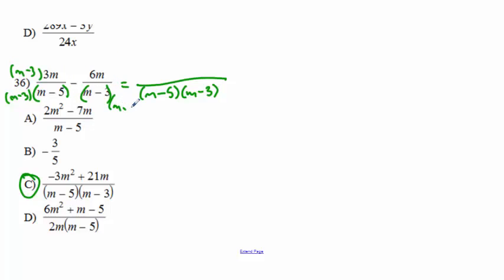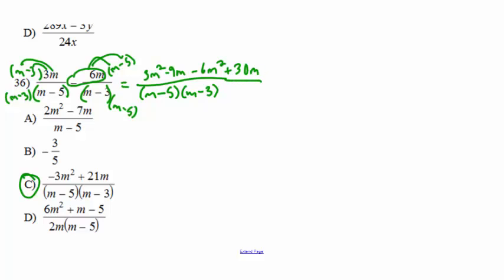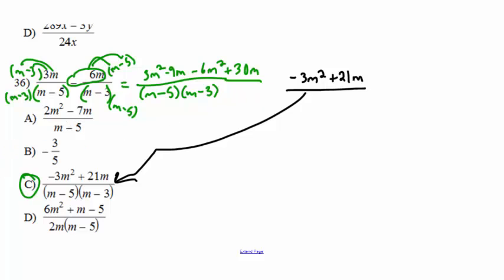So if I actually want common denominators, I multiply the first fraction by m minus 3 and the second one by m minus 5. And then I'm going to distribute. So this will be 3m squared minus 9m. This has to distribute with the negative. So negative 6m squared plus 30m. I've got some like terms here. So the m squareds add together and the m's add together. And so that does confirm that C is my answer.